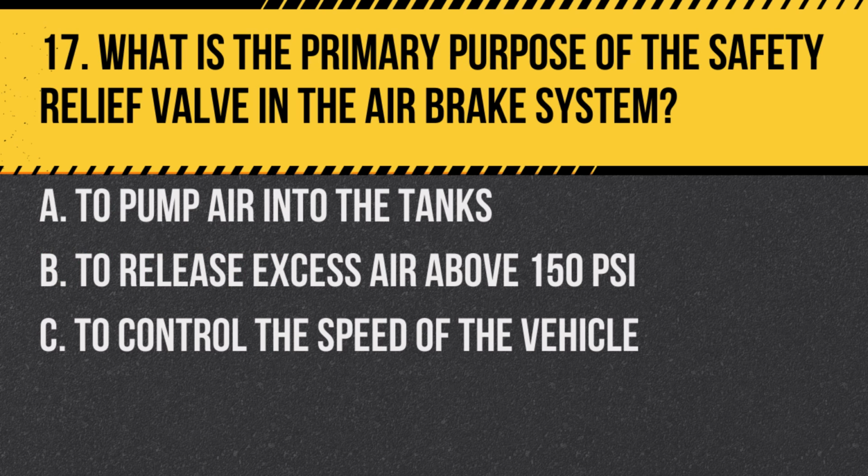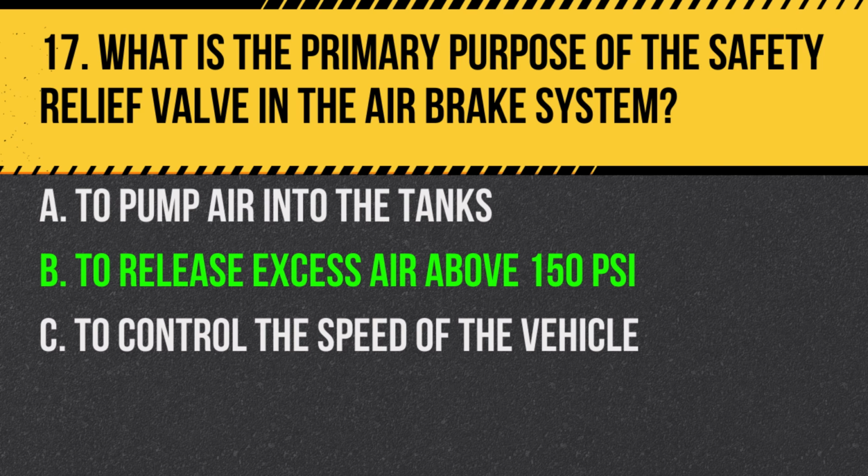Question 17. What is the primary purpose of the safety relief valve in the air brake system? A. To pump air into the tanks. B. To release excess air above 150 psi. C. To control the speed of the vehicle.